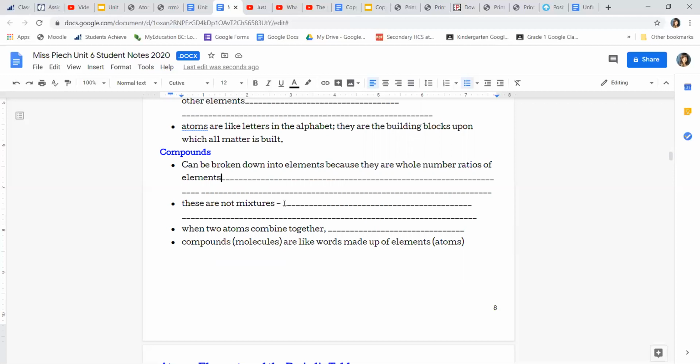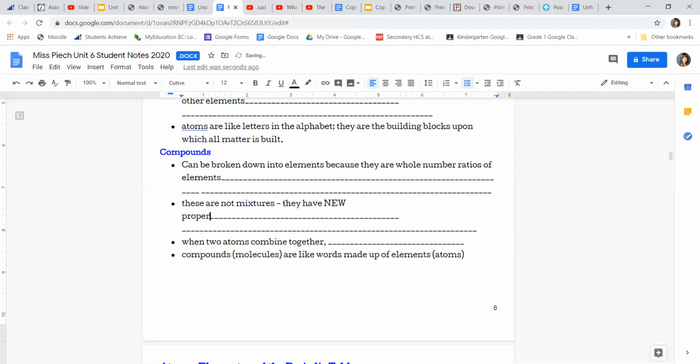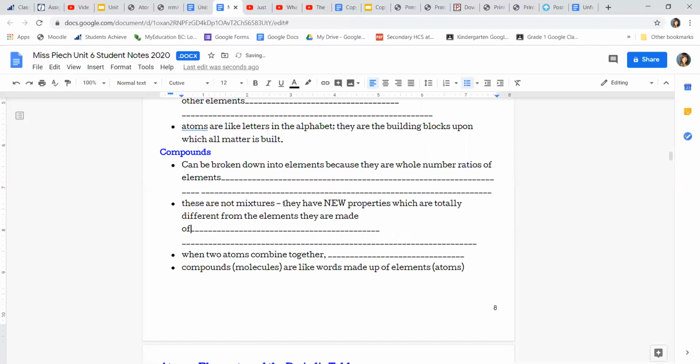All right, they are not mixtures, so they have new properties, which are totally different from the elements they are made of. Again, think of water, H2O. Yes, we breathe in oxygen, and technically we breathe in some hydrogen as well. But as soon as you combine them, you end up with a completely different state of matter. You actually have liquid. You have water, H2O. So they're not mixtures. It's a chemical bond.